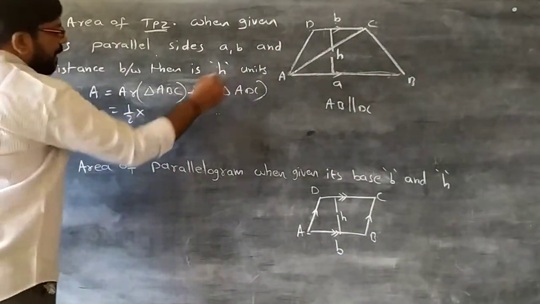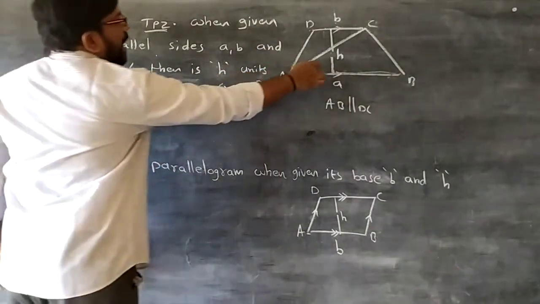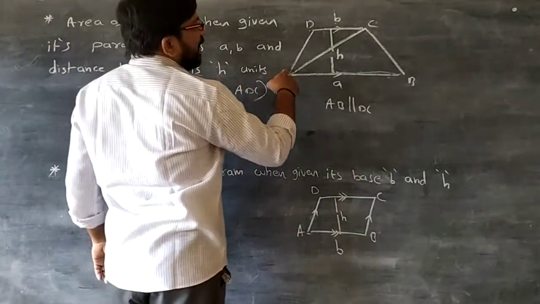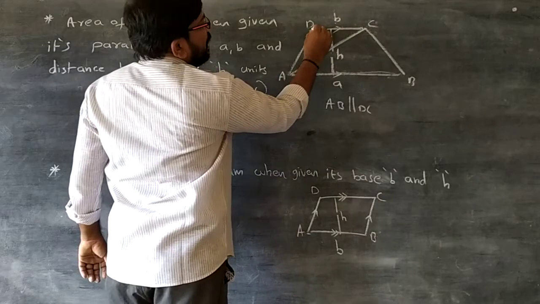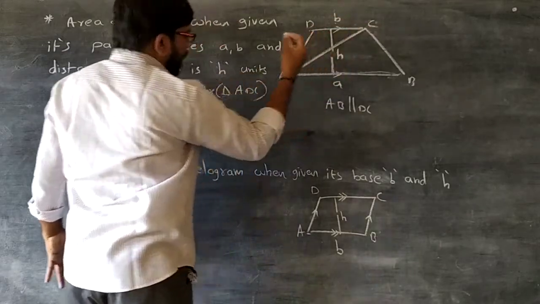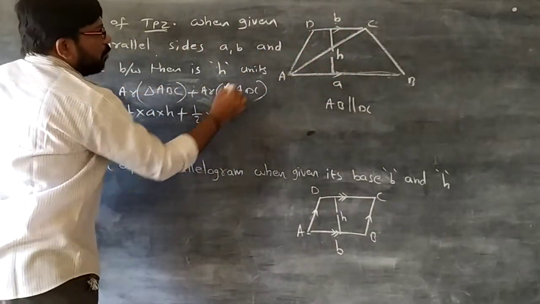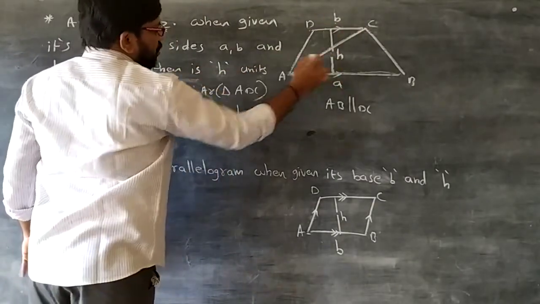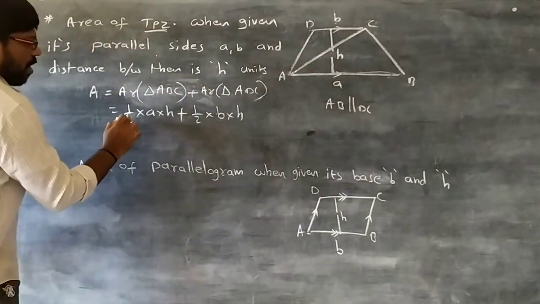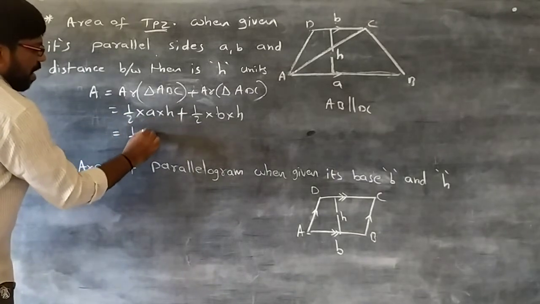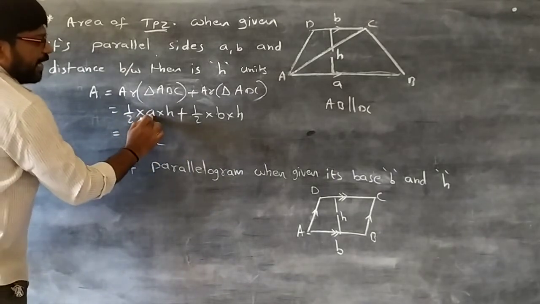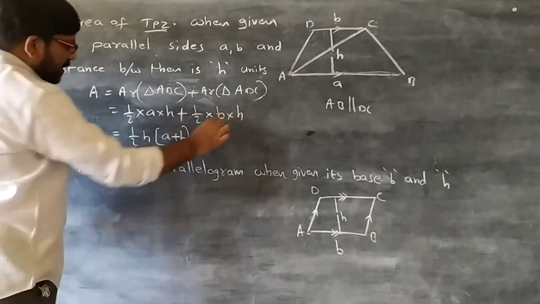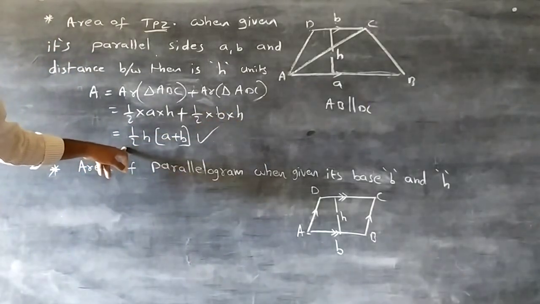Half into its base A into height H, plus area of triangle ADC. For this triangle, say it is base and it is height: half into base B into height H, right? So take half H common, into here A remaining, here B remaining, A plus B, right? This is the area of trapezium formula.